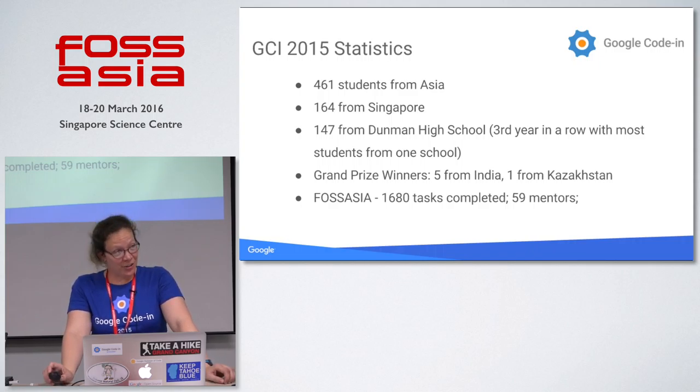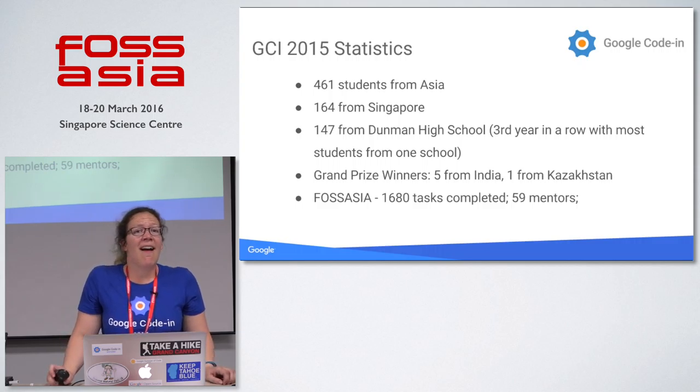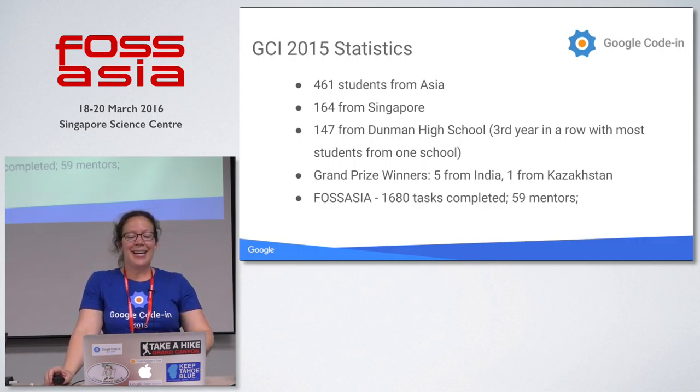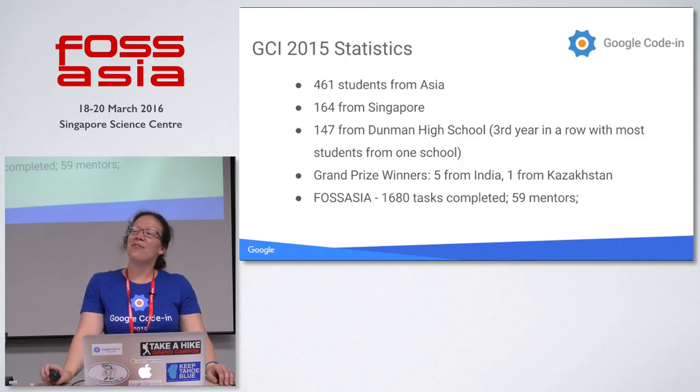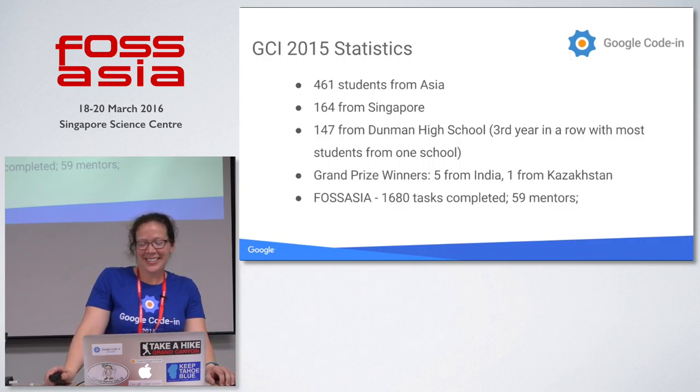And then FOSSASIA has done an amazing job with GCI and with GSOC. With GCI, they had 1,680 tasks that were completed with their org, which is more than a third of the tasks for the entire contest. So that's pretty impressive. And they had 59 mentors from around the globe that were helping the students in the program. So congratulations, FOSSASIA. You did an amazing job again.